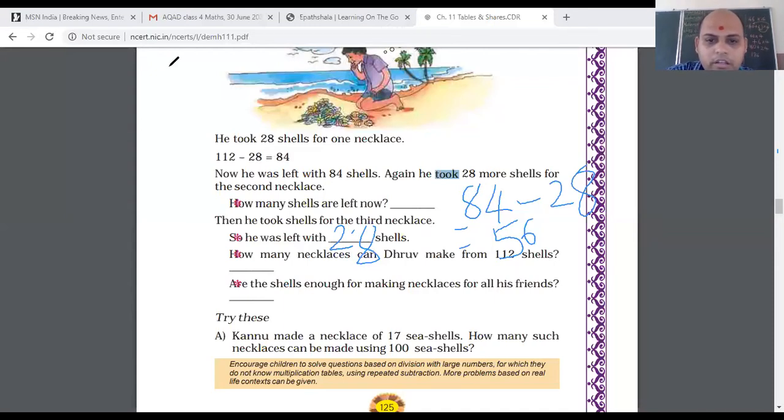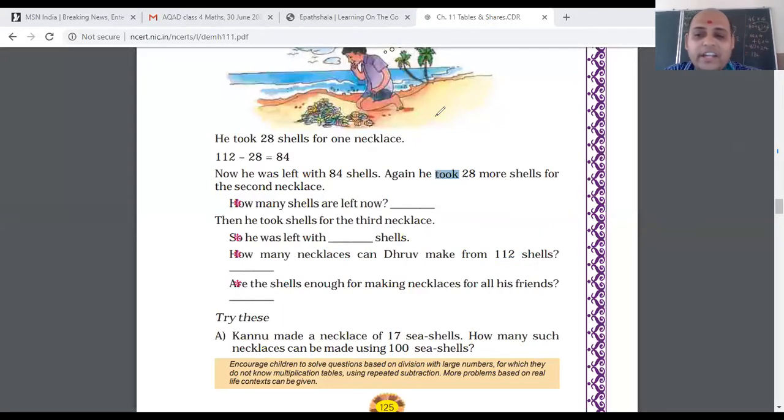Okay. He's not responding. It's fine. No problems. So the question is, from 112 shells, how many can he make? Either you can do it by reducing 28 again and again, or you can directly divide 112 by 4, which is the correct answer, Ananya, 4. Are the shells enough for making necklaces for all his friends? Yes or no? You have to read it from the question.